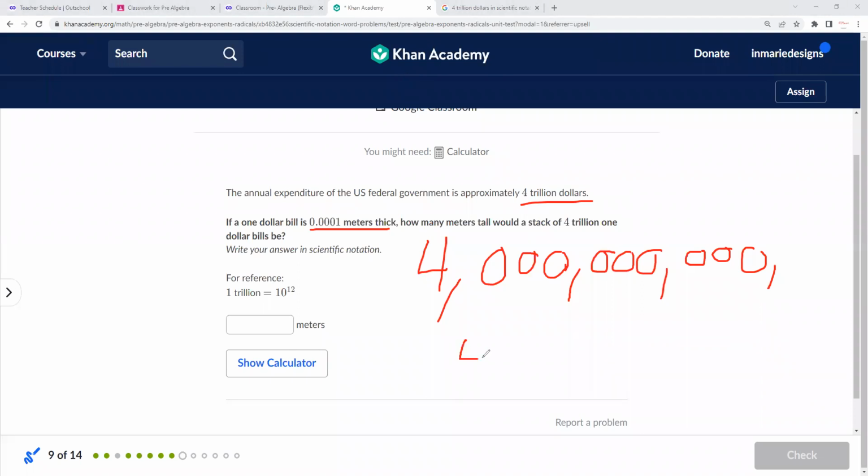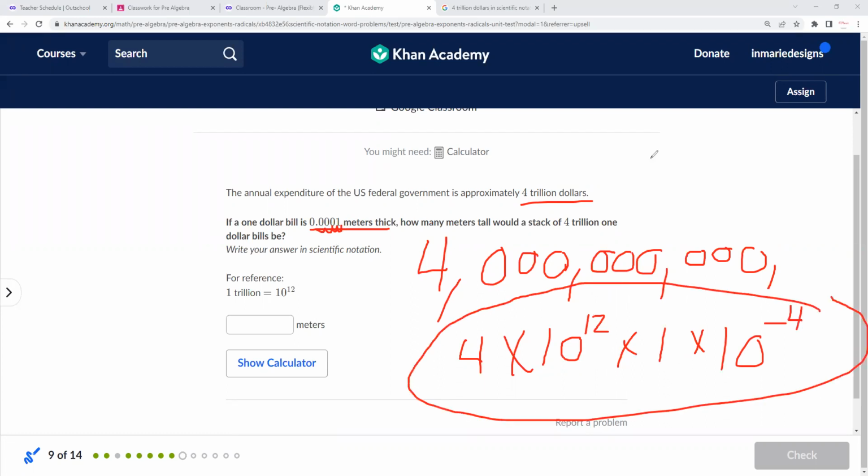4 trillion would basically be 4 times 10 to the 12th power. Well, if $4 trillion is 0.0001 meters thick, you want to multiply that by this. If I were to write this in scientific notation, that would get me 1 times 10 to the negative 4th. So this is what you're basically multiplying here.